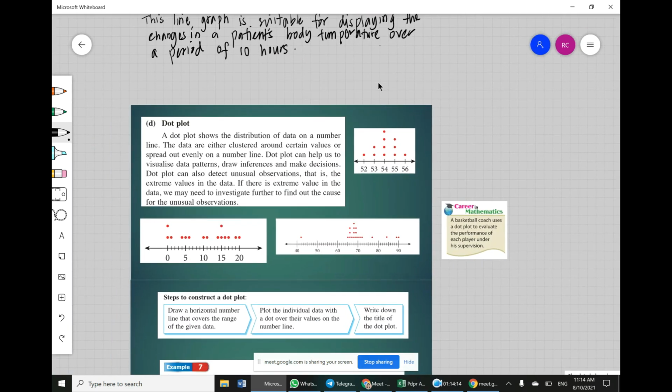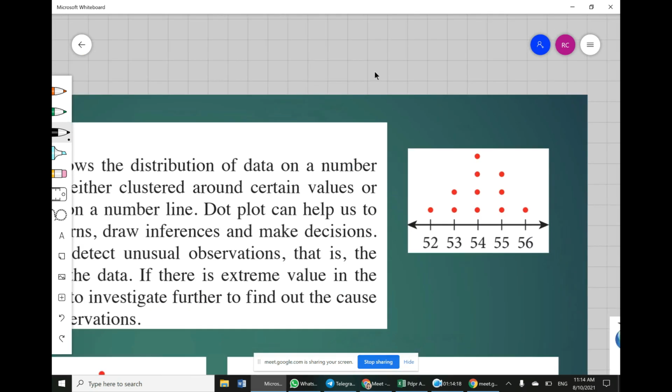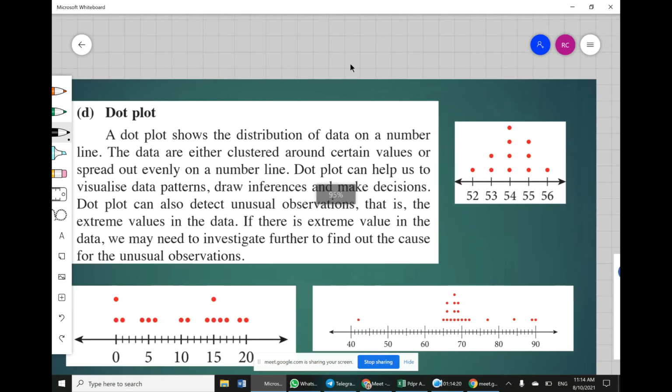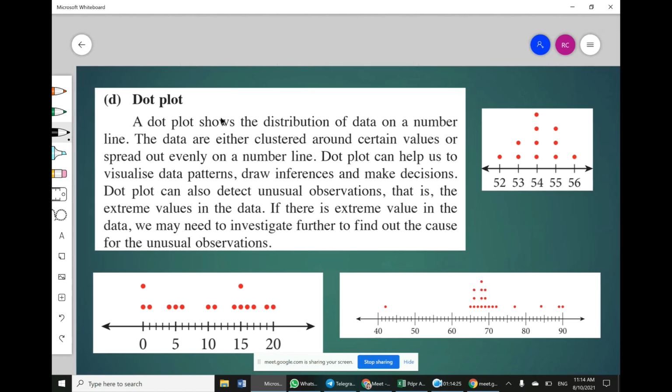Hopefully you still remember the dot plot. Okay, let us look at dot plot. This is new to you, I think. But it is very interesting to draw the dot plot. So let's see. A dot plot shows the distribution of data on a number line. So you can see this is the number line over here. It shows the distribution of data. The data are either clustered around certain values or spread out evenly on a number line.